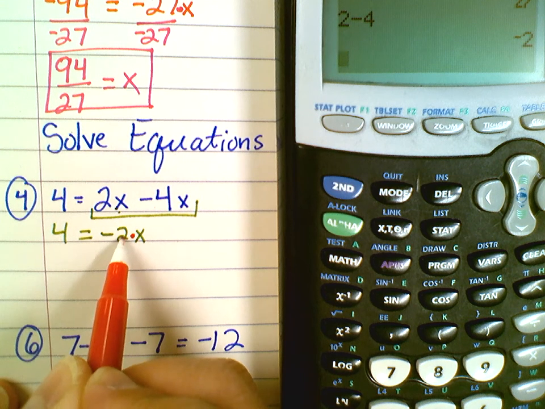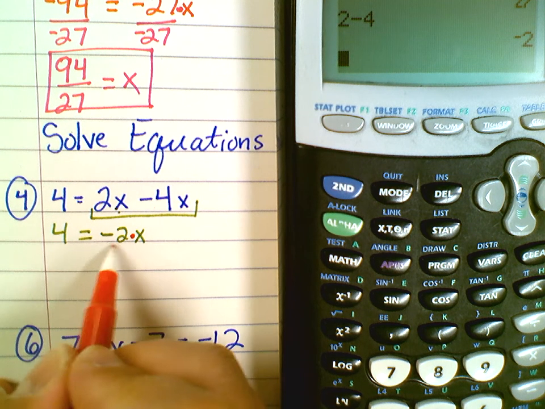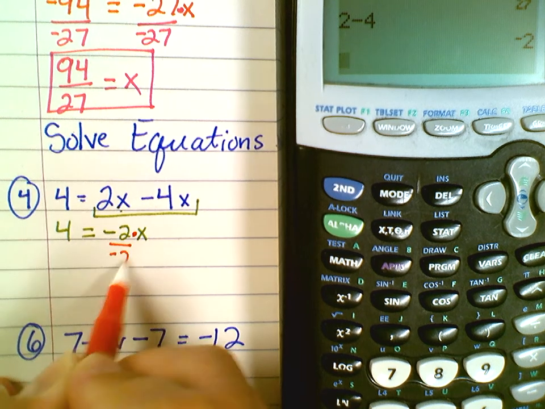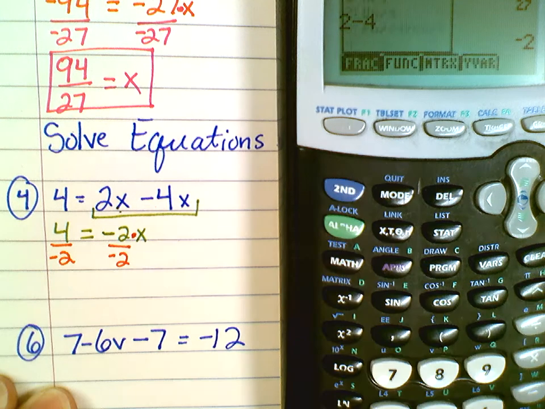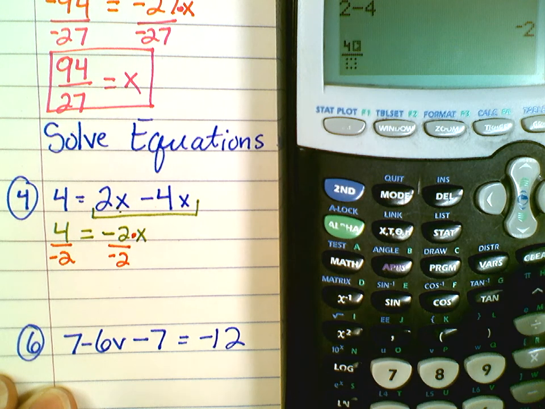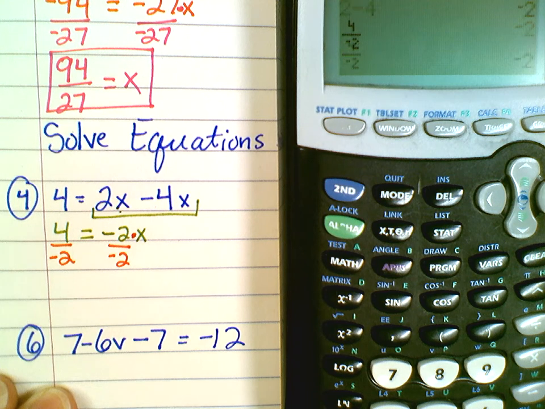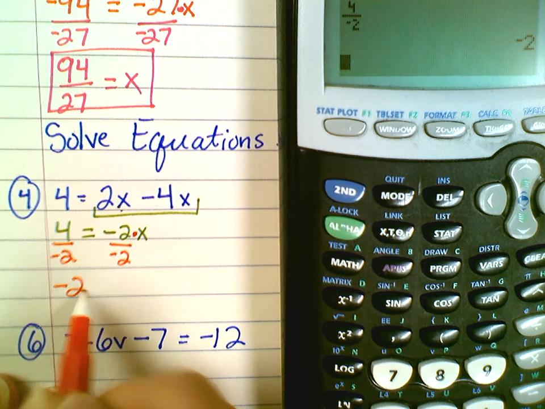Here's my x, so I need to move the -2 to the left. I undo multiplication by dividing. So 4 divided by -2 is -2.